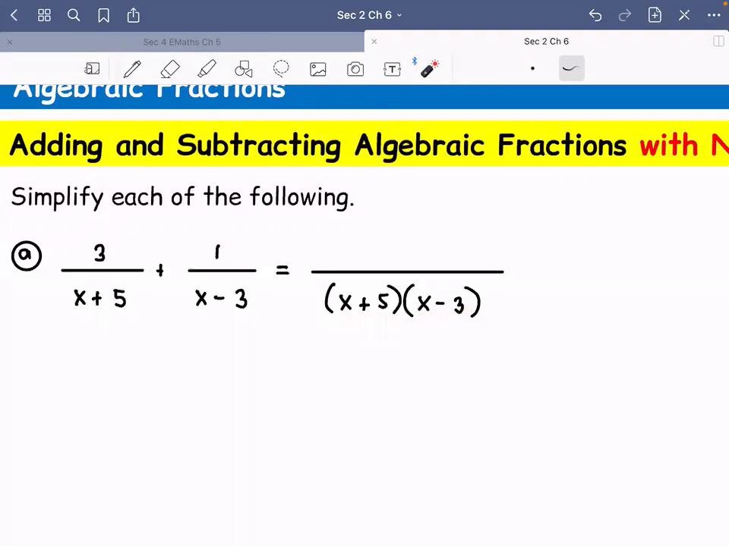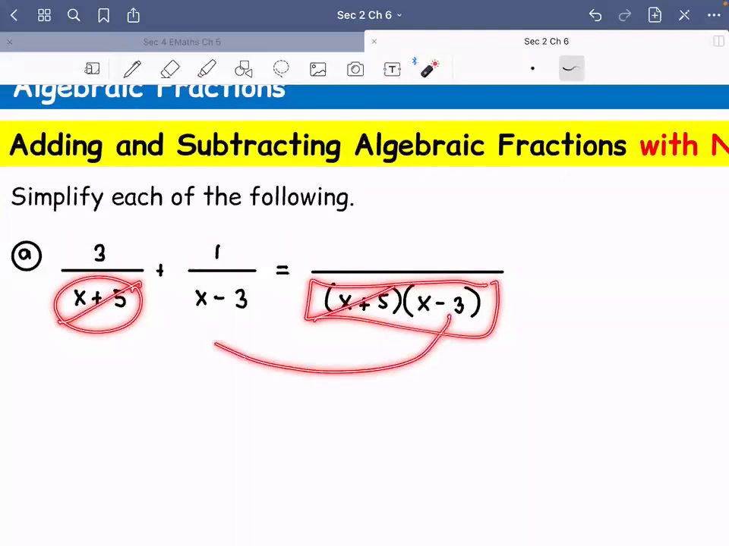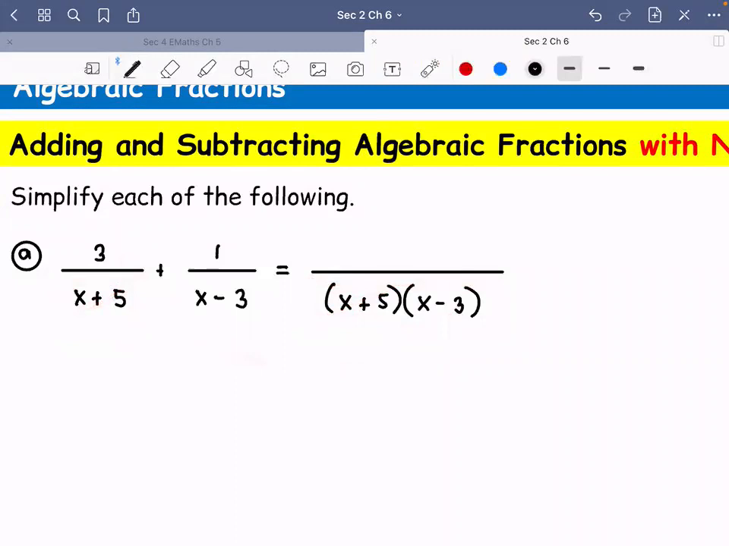And then what's next? So same process. So this divided by x plus 5. So x plus 5 gets cancelled. So what's left? So left is x minus 3. So x minus 3 times 3. So let's write it here. So 3 times x minus 3. Okay. And then plus. Okay, so same process.